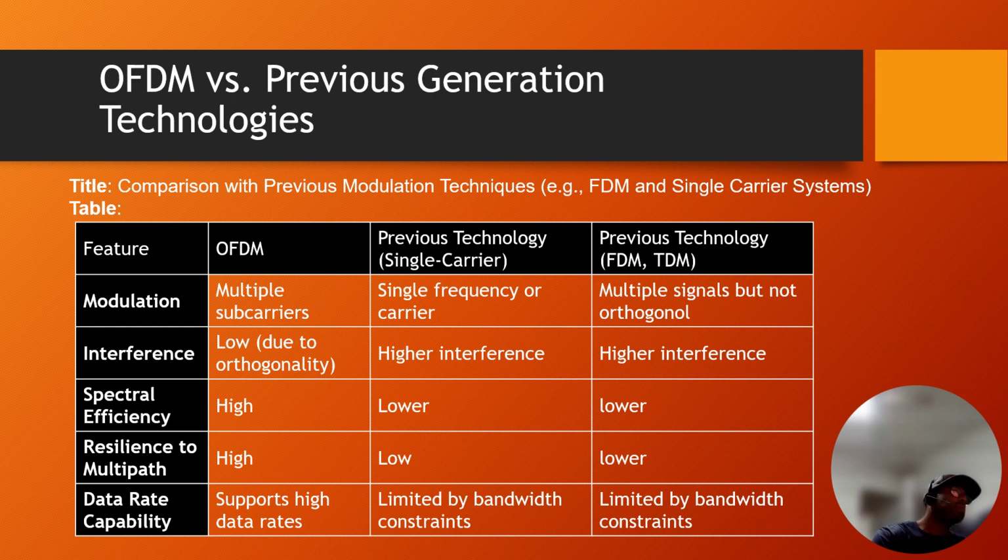And as a refresher, multipath occurs when a signal takes multiple paths to reach the receiver due to reflections on buildings, trees, and other objects, causing interference or signal distortion. Resilience to multipath interference, on the other hand, means that the communication system is designed to handle or mitigate these distortions and interference. Technologies like OFDM, as mentioned earlier, are particularly good at providing resilience to multipath.